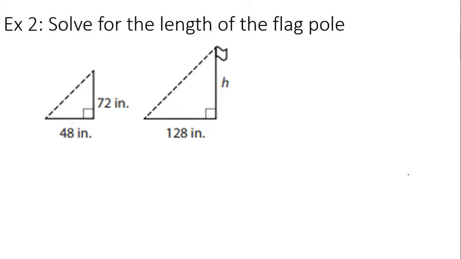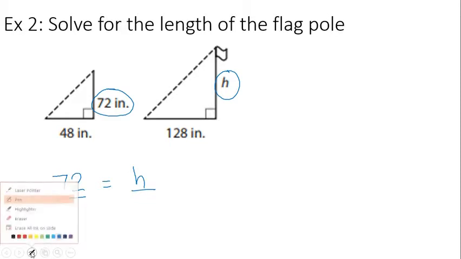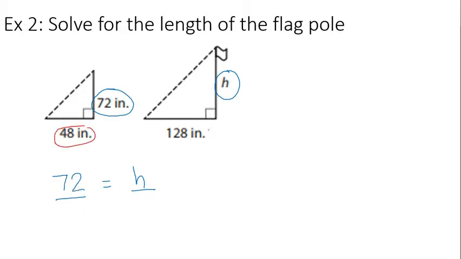Example 2 is to go over another one similar to this one. Again, we're finding the height of a flagpole. So here, you know, the 72 and the h correspond to each other. So when I put on my fraction, I'm going to put 72 equals h over, and another 48 is on the bottom. 128 is on the bottom as well, so I put 48 over 128.